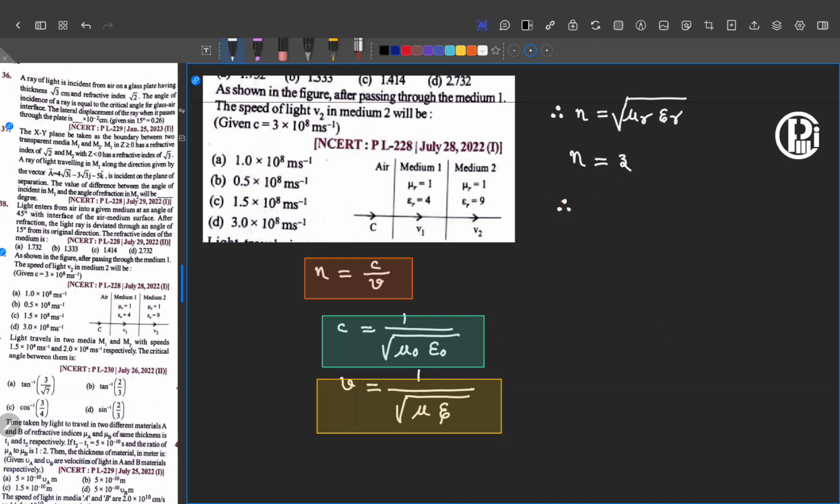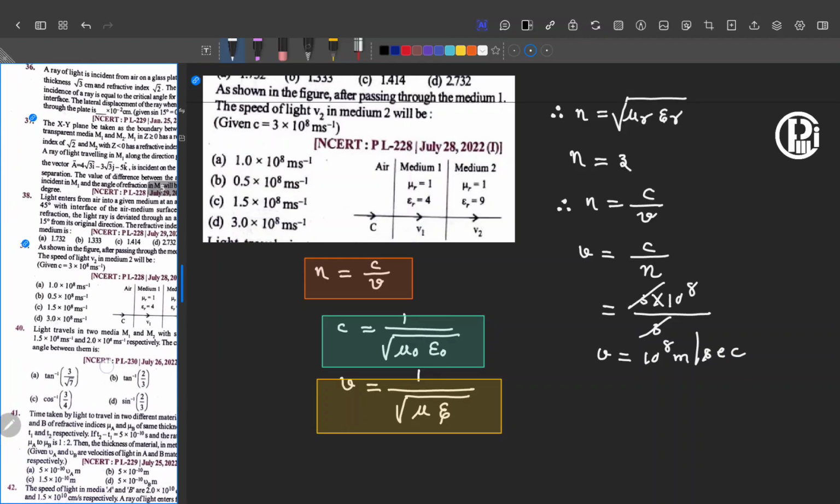Therefore guys, n equal to c by v, right? So you know v is equal to c by n here. V will be equal to c by n. So c is how much? 3 into 10 power 8 by n, which is 3. So this one is going to get cancelled. Therefore v is equal to 10 power 8 meter per second. That was the answer for question number 39, right?